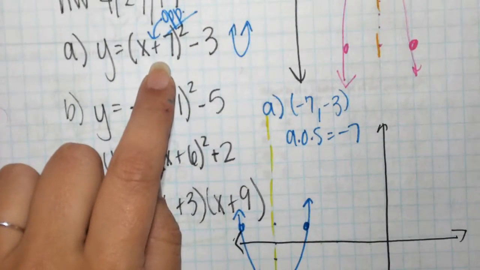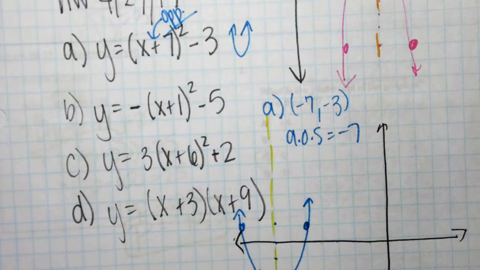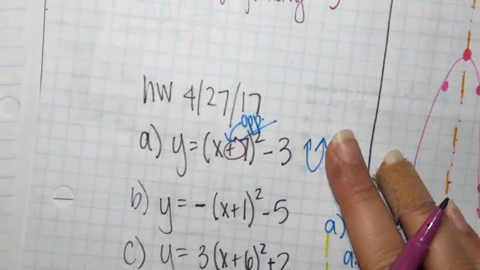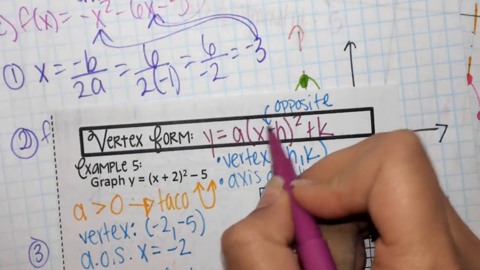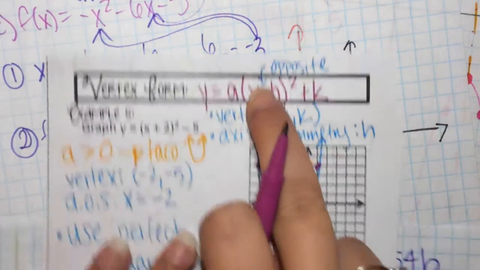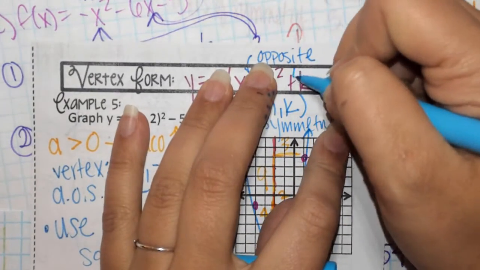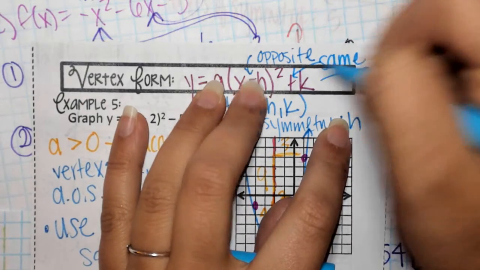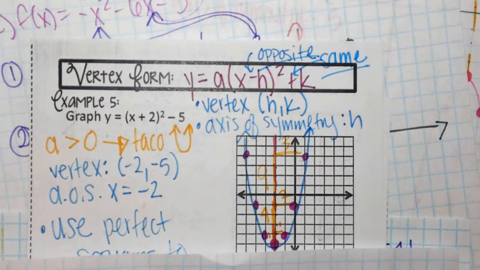You got positive 7? Okay, the reason it's negative is because you take the opposite of this. So that's okay, but for next time, remember to take the opposite of whatever is in here. Make sure you have that written down right here, that it's the opposite of H and the same thing as K. Is everybody with me?